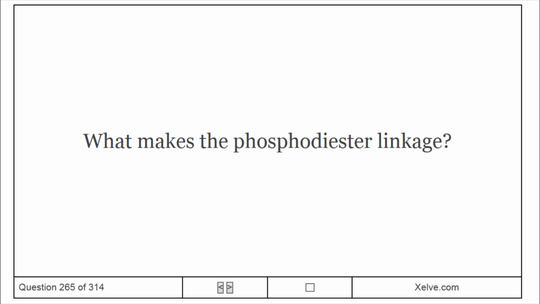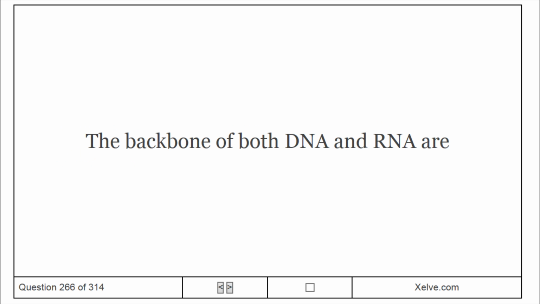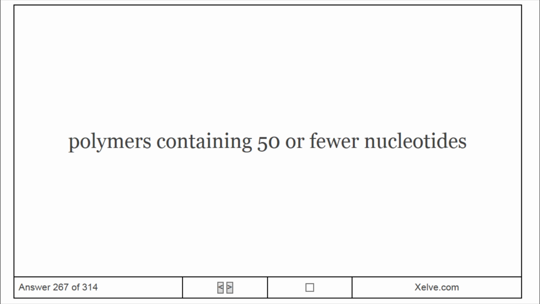What makes the phosphodiester linkage? The 5-phosphate of one nucleotide joined to the 3-hydroxyl group of another nucleotide. The backbone of both DNA and RNA are hydrophilic. Oligonucleotide: polymers containing 50 or fewer nucleotides.